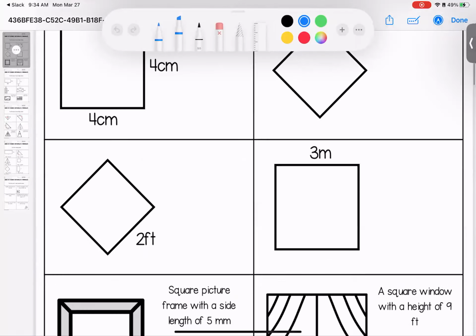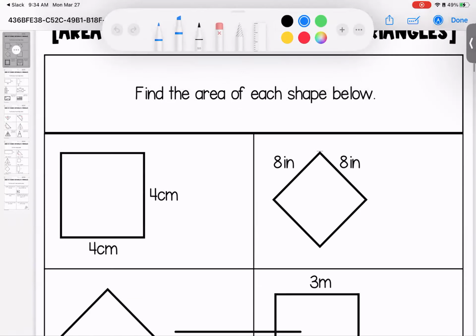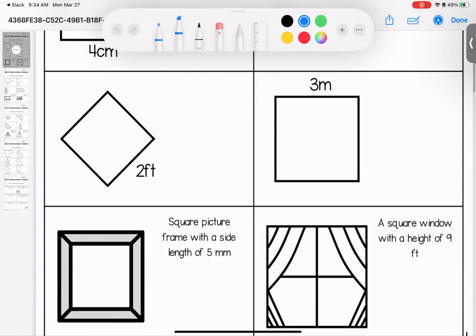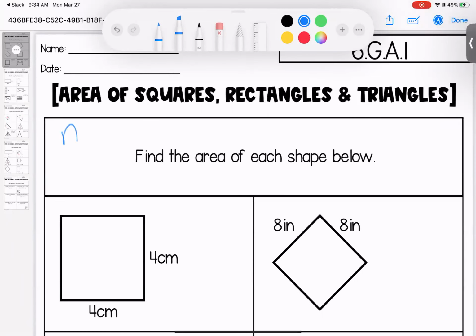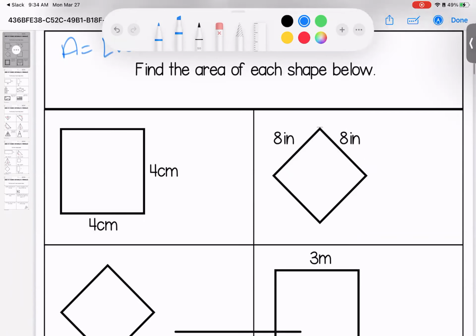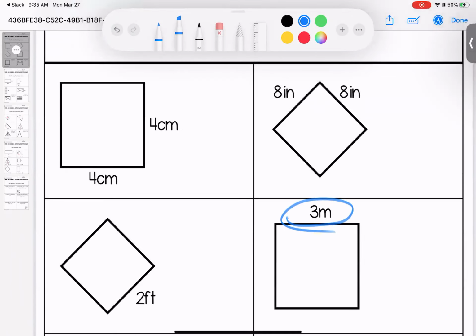This first page, we were looking at just squared or quadrilateral shapes. So we're going to start with a reminder of our area formula. Area equals length times width. Cool thing about squares is that we know that all four sides are the same. So even if we're just given one, we're still able to solve.